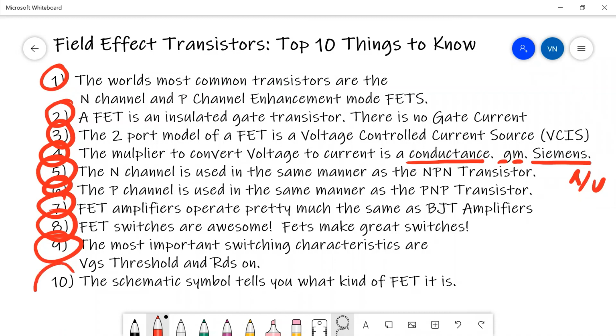And number 10, don't forget that the schematic symbol tells you a lot about what kind of FET you're looking at. You got to look for the 3 bars on the channel instead of a solid channel, and you'll look for the insulated gate symbol and the direction of that diode, and from that you can figure out what kind of FET you're looking at.